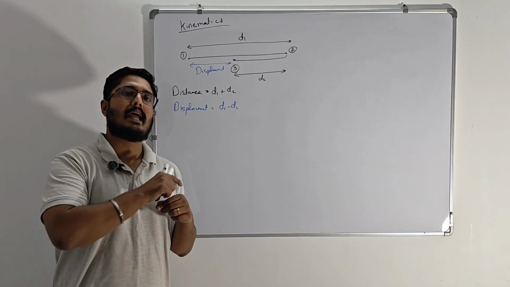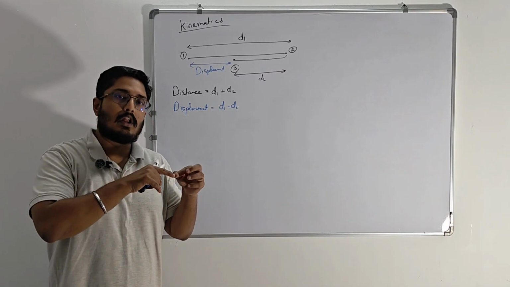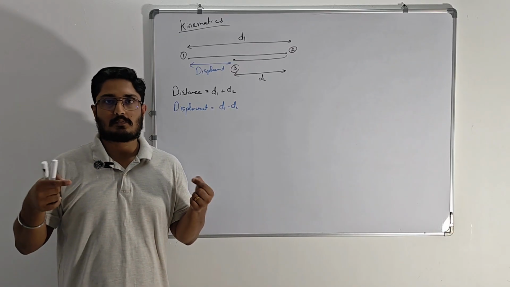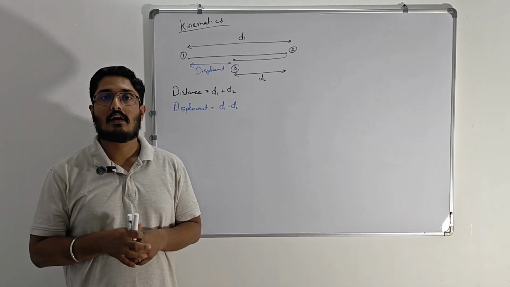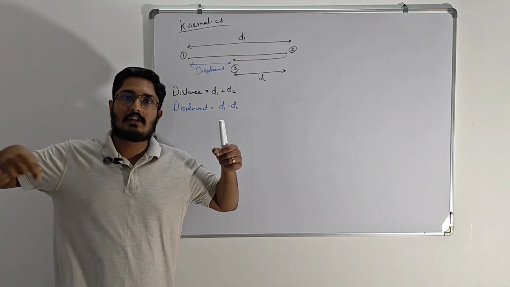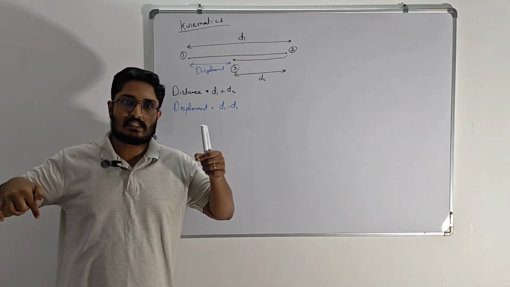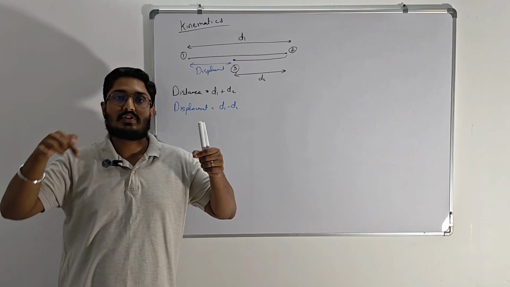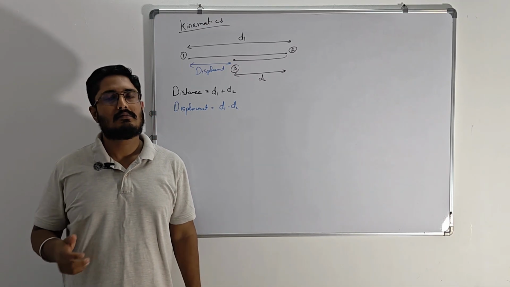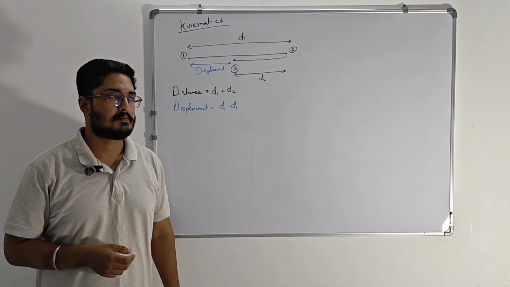What if he has not covered the entire circle? What if he covered only half of the circle? Then the distance would be half of 2 pi r, that is pi r, and the displacement would be the diameter, because he started from one point and completed half a circle. So now the displacement, the distance between the final position and the initial position, the shortest distance, will become the diameter. So that's how we have the distance and displacement concept.